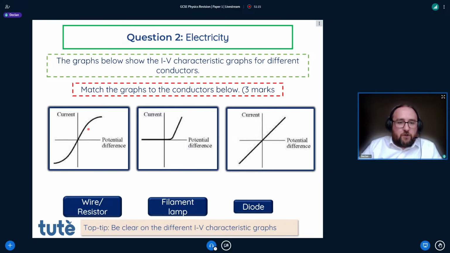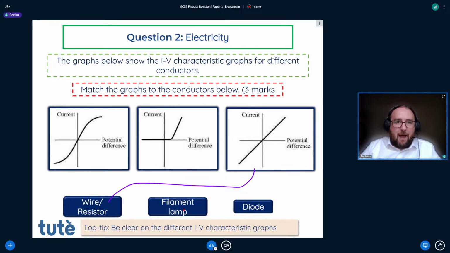So first off, we will want to look at our graphs. Look at the difference between them. So our wire, we know our wire is an ohmic component. It follows Ohm's law, where current and potential difference are directly proportional. If one doubles, so does the other one. So we're looking for a graph where if one of them doubles, so does the other one. So we're looking for a straight line. Which one's our straight line? Yeah, our wire matching up to that last one there. Next, we're looking for filament lamp.